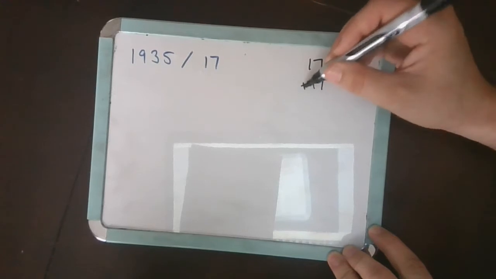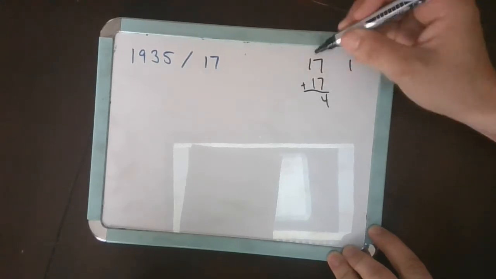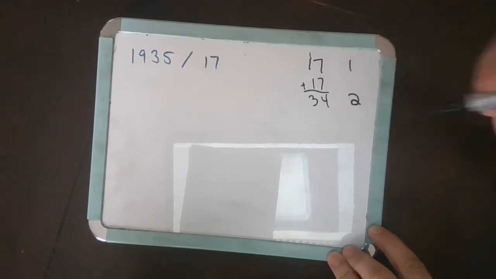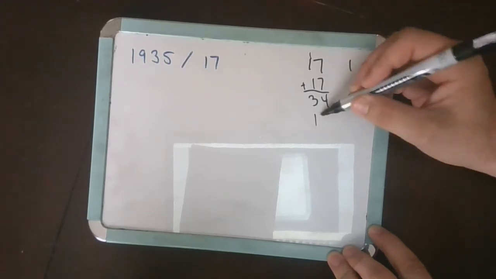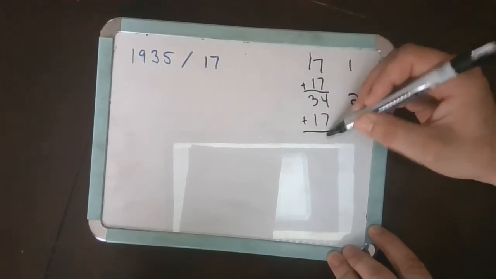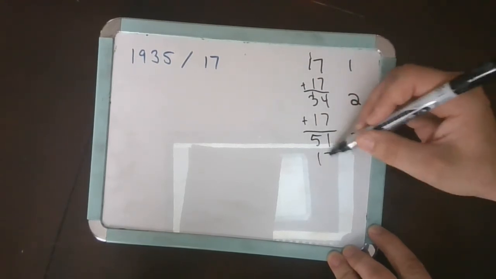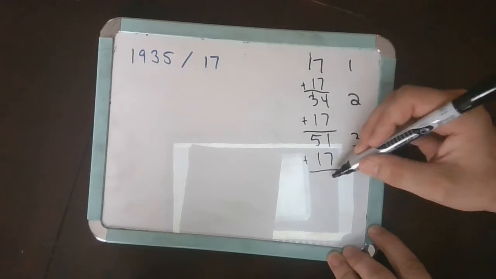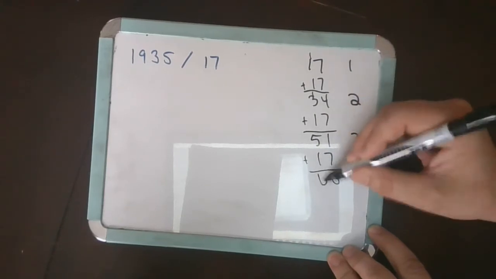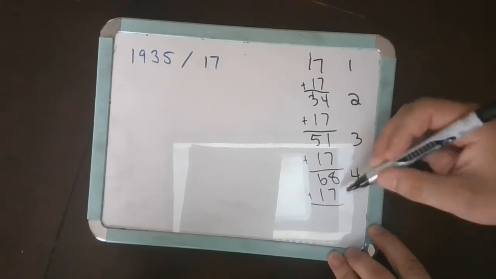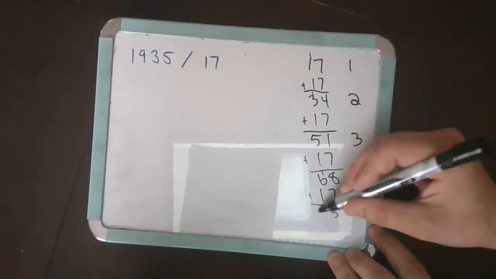17, one group of 17 is 17. Another 17 would make 34, so that's 17 times 2, or two groups of 17 makes 34. Add on another 17, 51, that's three groups of 17. Another 17 is 68, so that's four groups of 17. And another 17, it's 85. That's five groups of 17.